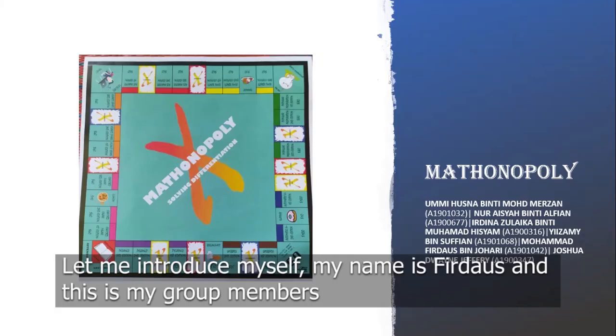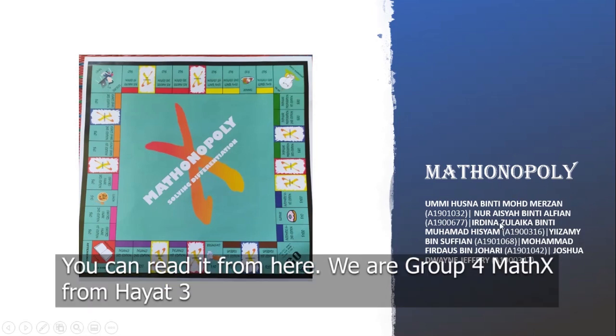Let me introduce myself. My name is Firdaus and this is my group members. You can read it from here. We are Group 4 MathX from Hayat 3.